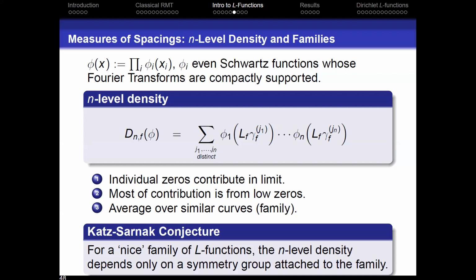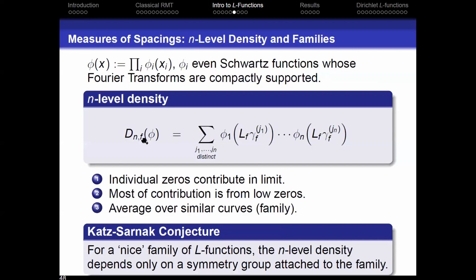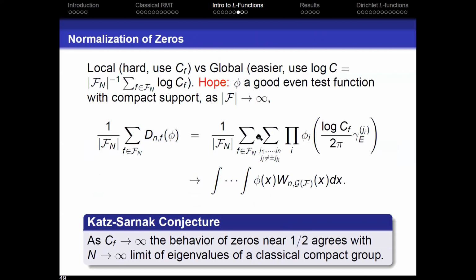And then what Katz-Sarnak conjectured is that for a nice family of L functions, the n-level density depends only on a symmetry group which you can attach to the family. It behaves like either unitary, symplectic, or orthogonal matrices. And so more explicitly, we calculate the n-level density for a fixed L function f. Then we average over f in a family. So we sum over all f in a family, and then we divide by the number of elements in the family. And the hope is that this converges to something nice, to basically integrating our test function phi against some function that we can associate to the family.